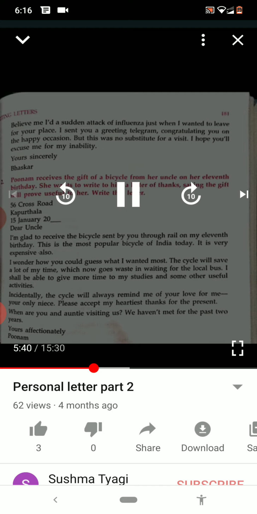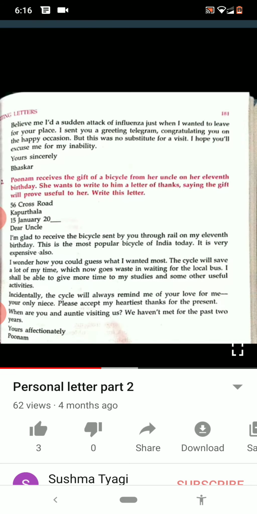And who is the writer? It is Bhaskar. The writer is Bhaskar. So he has explained the reason why he couldn't come, because he had a sudden attack of influenza. Therefore, he was not able to attend the marriage of his brother. Okay, so very clear message, very clear language, very easy language he has used, and we have also used the same language.